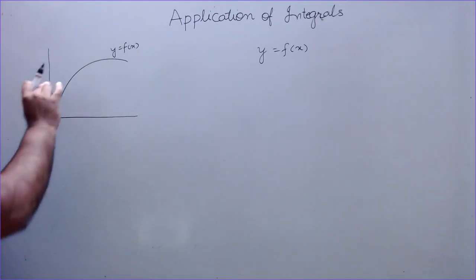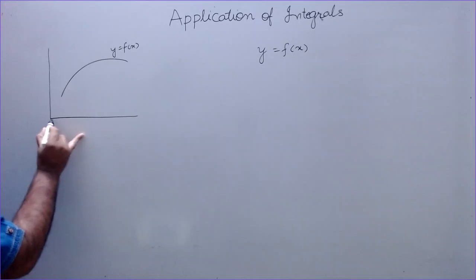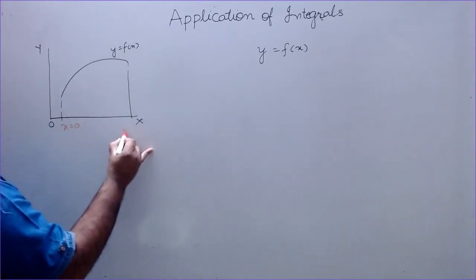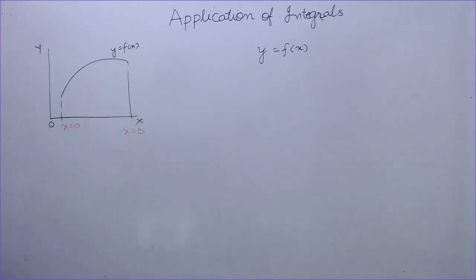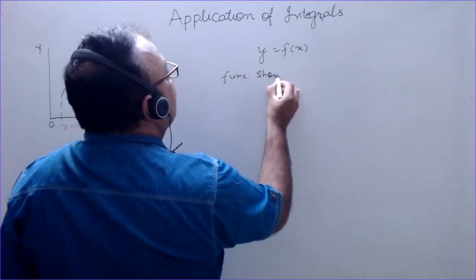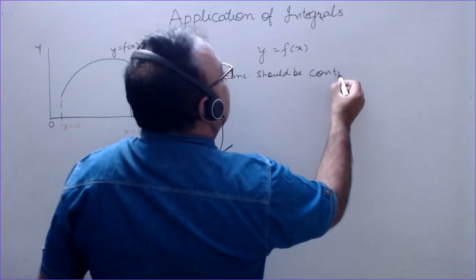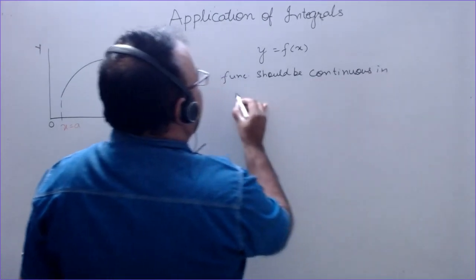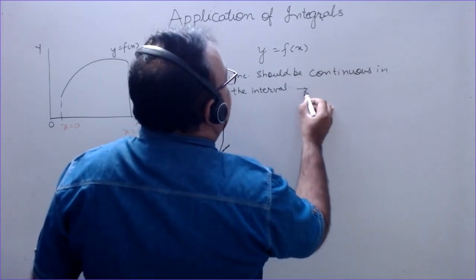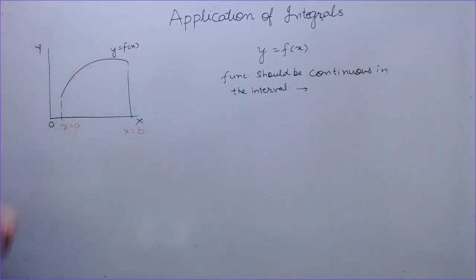We want the area enclosed between this curve and the x-axis. This is our x-axis and this is our y-axis. Starting from this point to this point, you can take any point. Suppose I have x equal to a here, and x equal to b here. The first thing is that the function should be continuous in the interval in which you have to find the area enclosed. So here the interval is a to b. The function should be continuous within these points. So let us assume that the function is continuous.